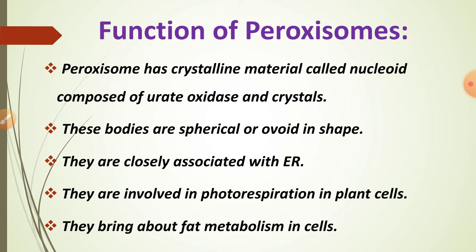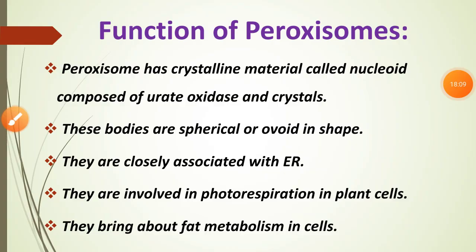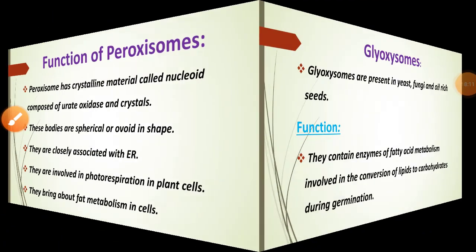So what is the main function of peroxisomes? Oxidation. In plant cell, photorespiration is the process. In animal cell it is prevention from infection. And it is also helpful in fat metabolism. What do you mean by fat metabolism? It is the process of breakdown of indigested fats into fatty acids. So this is the function of peroxisomes.